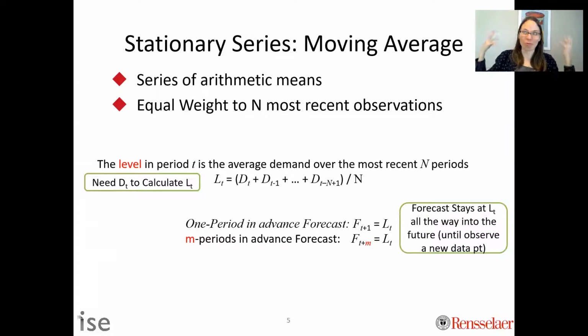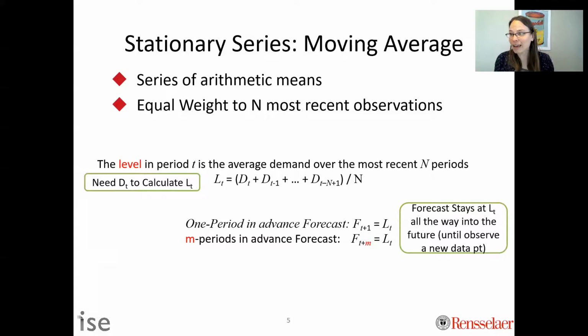You may say, why would I do that? I want to remind you that this is a stationary series. The only historical data in terms of systematic components was level. So the only thing in the past we knew was that it had level. So our best guess into the future is level all the way into the future.